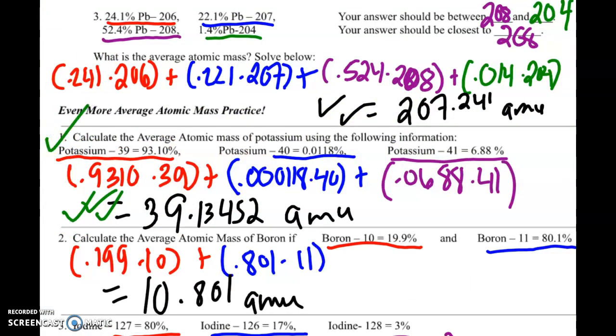Number 2, same double check. Okay, boron 10, boron 11. Final answer has to be between 10 and 11. Yes. Should be close to the higher percent. Okay, 80% is 11, so it should be closer to 11.